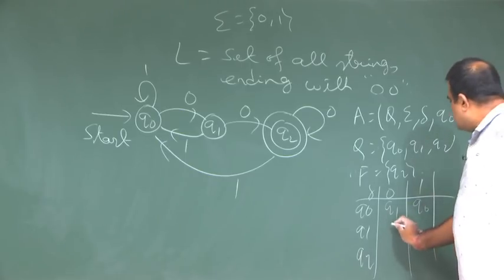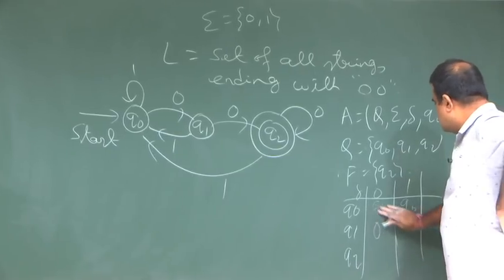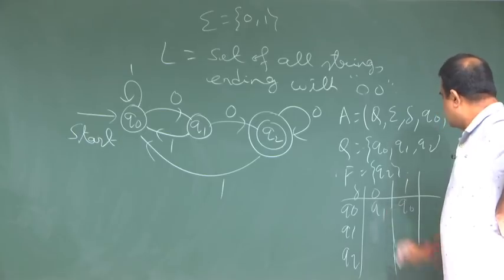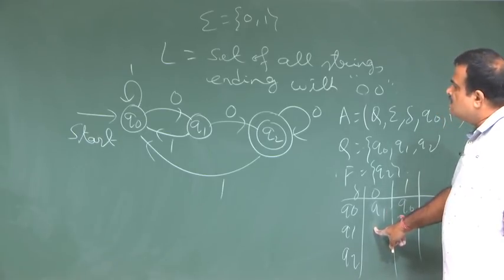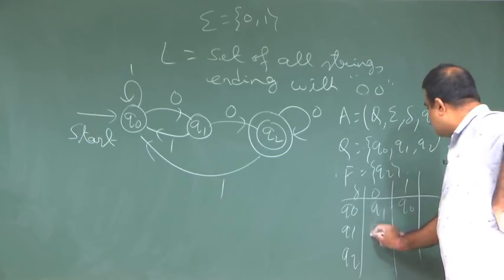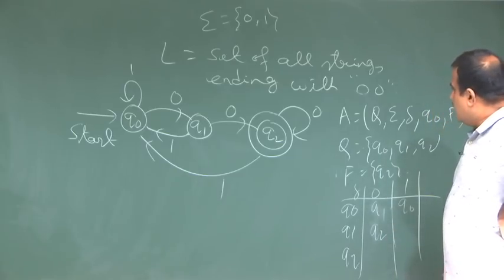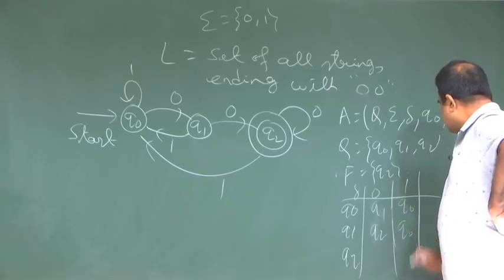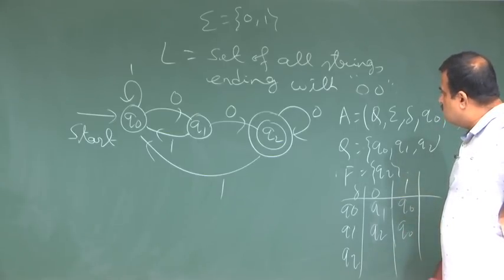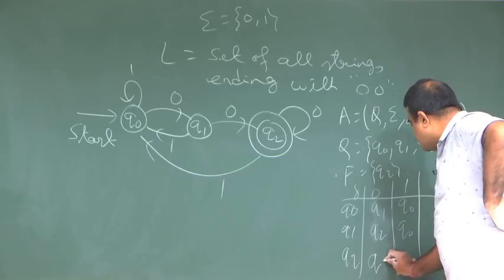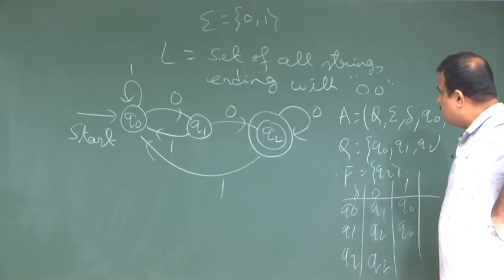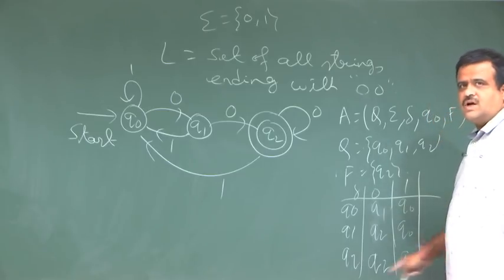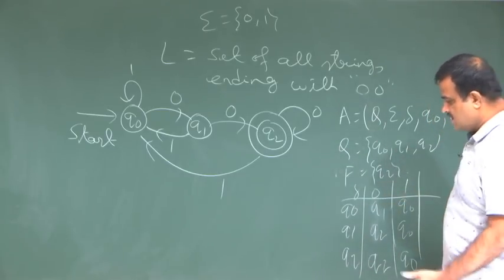From Q 1, if we see a 0, we go to Q 2, the final state, but if we see a 1, we come back to Q 0. From Q 2, if we see a 0, we go to Q 2 again, but if we see a 1, we have to come back to Q 0 and start again.